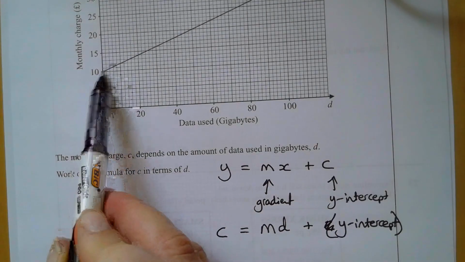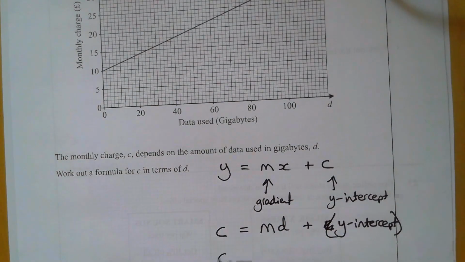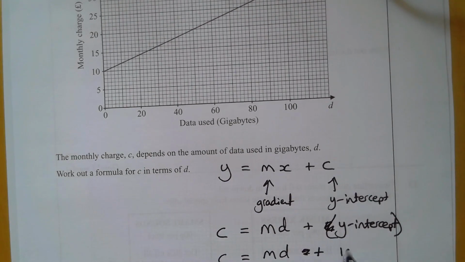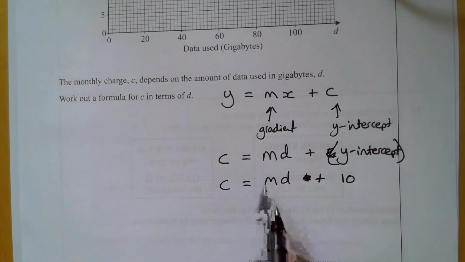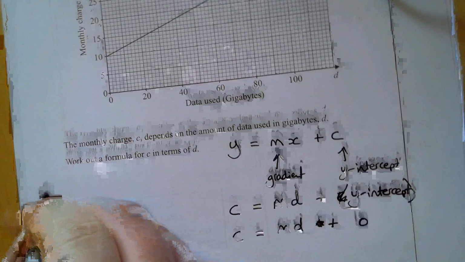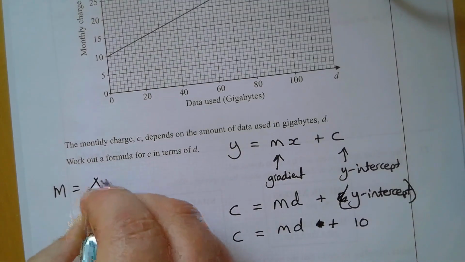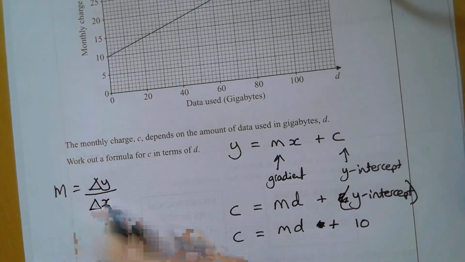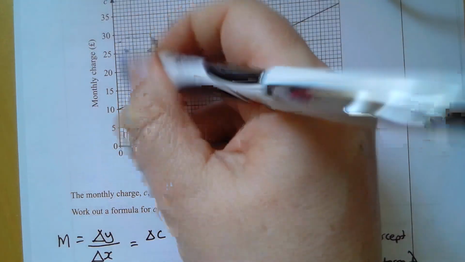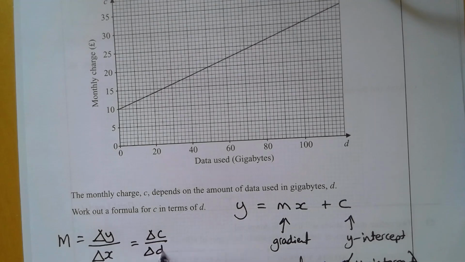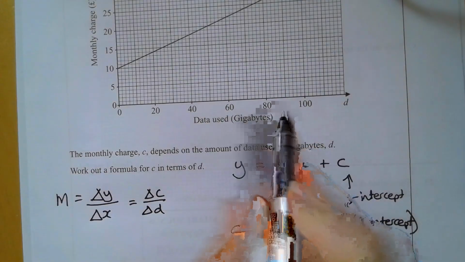We can look at what the y-intercept is straight away. Where does this line cross the y-axis? Well, it crosses it at 10. So already we know that this is the equation, and we need to find out what m is. So that's what we've got to do next. M equals the change in y divided by the change in x, or in this case here it's the change in c, because this is the y-axis, change in d, which is the data across here.